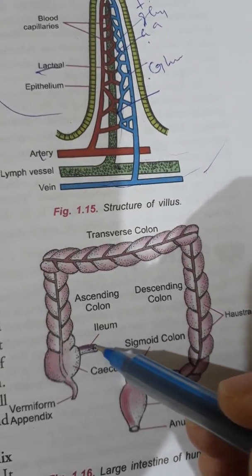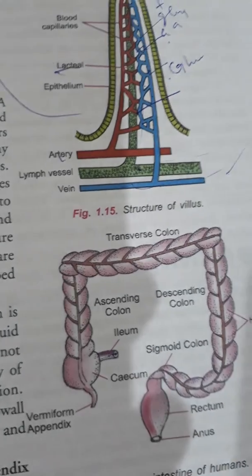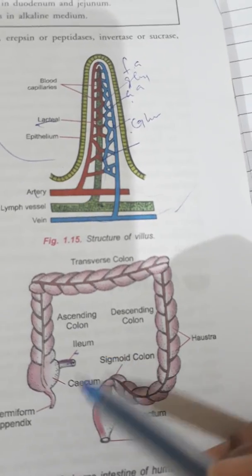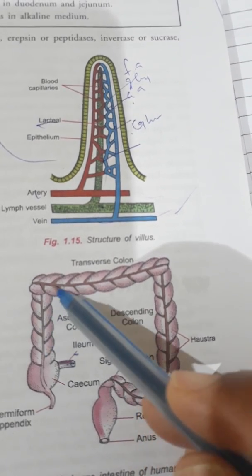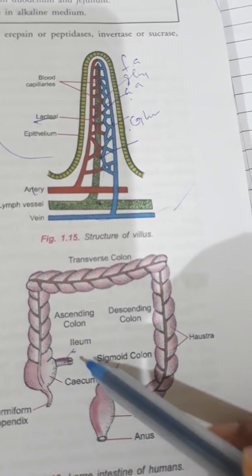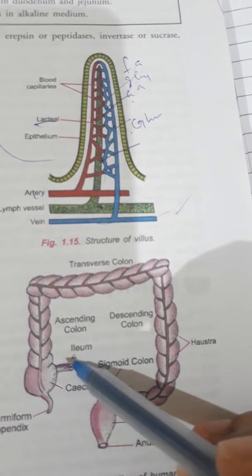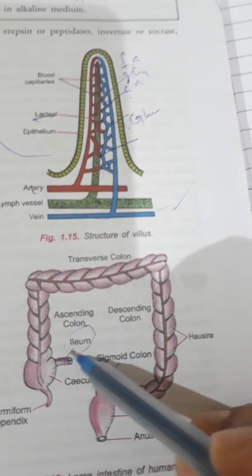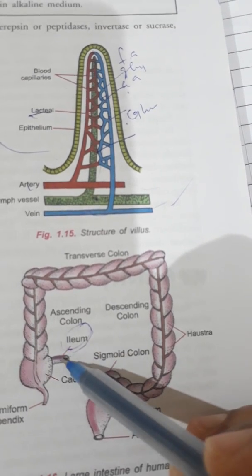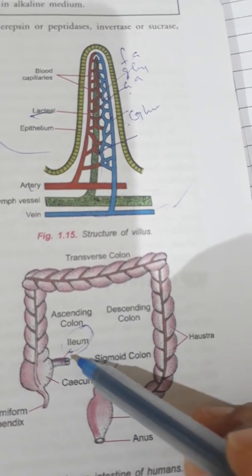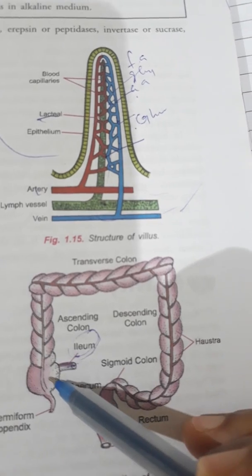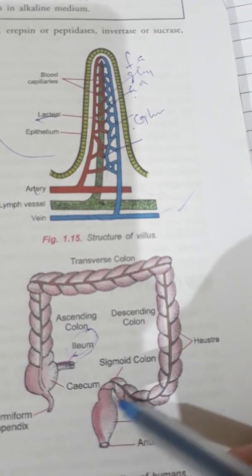This is the place where the last part of the small intestine, which is called the ileum, joins the large intestine. So the last part of the alimentary canal is the large intestine. Here the last part of the small intestine is the ileum, where absorption of digested food occurs. And undigested food with excess water goes into the large intestine, which has three parts.